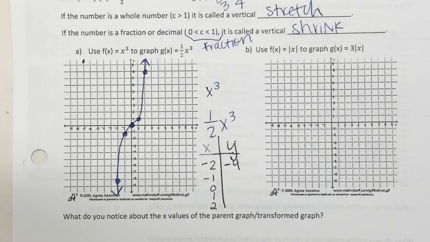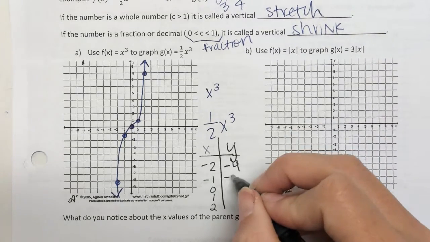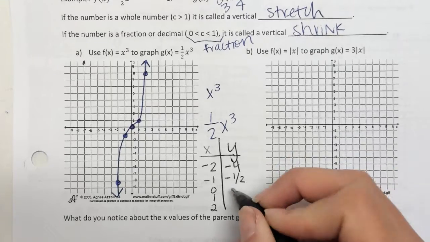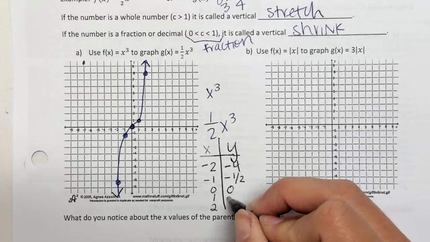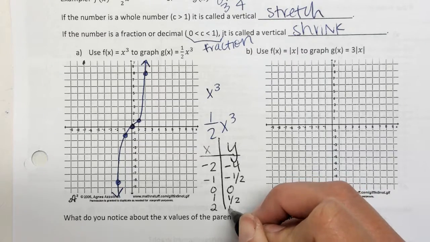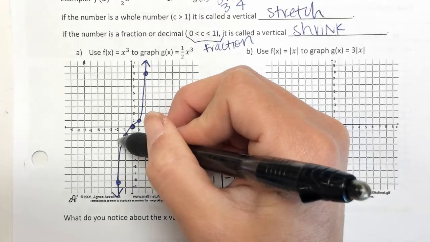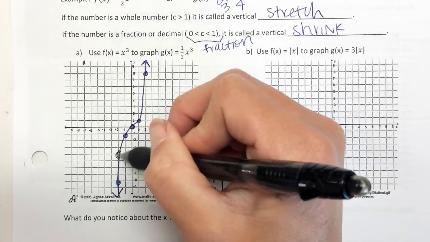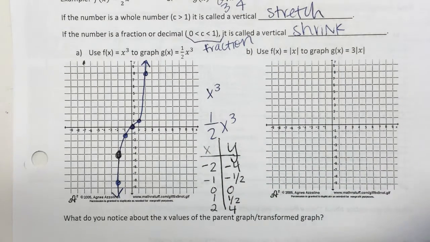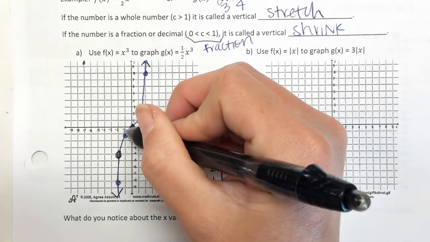Alright. Going back to this one. Negative 1 cubed is what? Divided by 2 would be negative 1/2. The next one would just be what? The next one? And the next one. Go ahead and graph those dots, and that's going to be your transformed graph. Make sure you do it in a different color so you can see the difference.